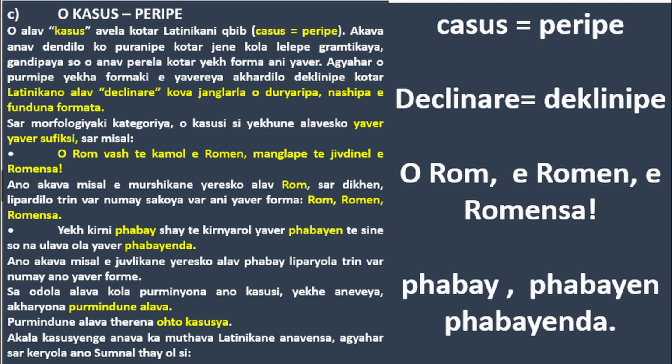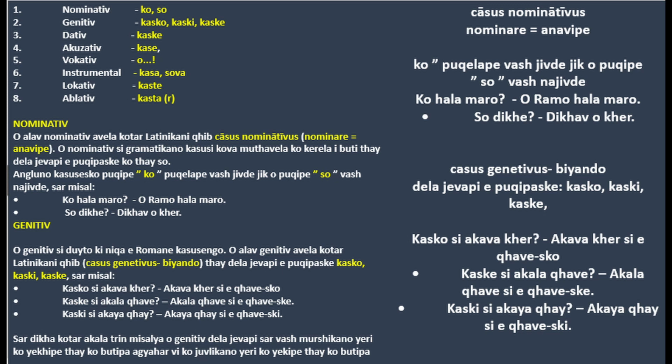We will show the cases with their Latin names, as they are used worldwide. They are, case name, Romani example, who, what, English meaning. 1. Nominative, ko, so, who, what. 2. Genitive, kasko, kaski, kask, whose, to whom. 3. Dative, kask, to whom. 4. Accusative, case, whom. 5. Vocative, o, exclamation mark.